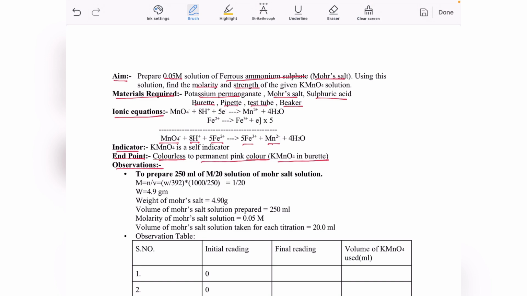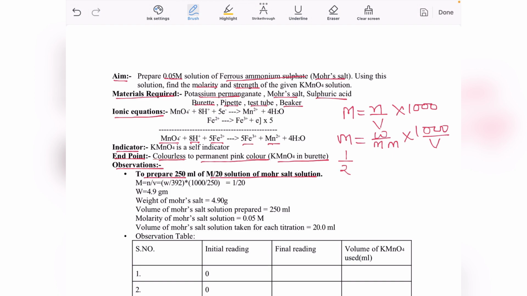The first step of observation is to prepare 250 ml of M/20 Mohr salt solution. For this, we write the molarity formula. Molarity is number of moles upon volume into 1000. If volume is given in ml, then in order to convert it into liters, we use the conversion factor of 1 liter equal to 1000 ml. Number of moles is equal to given mass upon molecular mass. So the net formula for molarity becomes M equal to W upon molar mass into 1000 upon V.